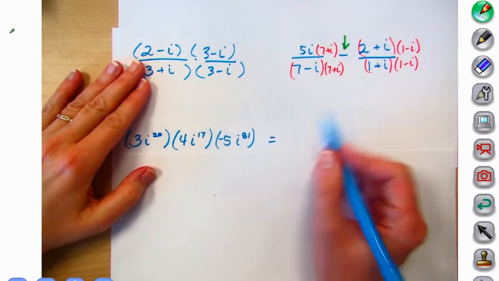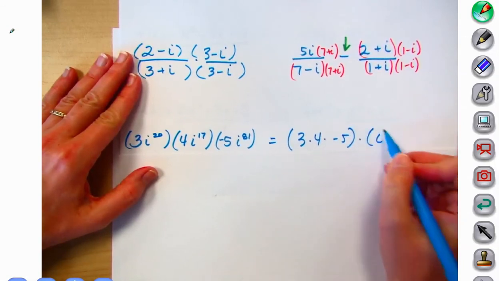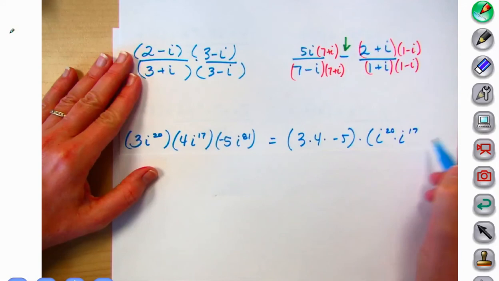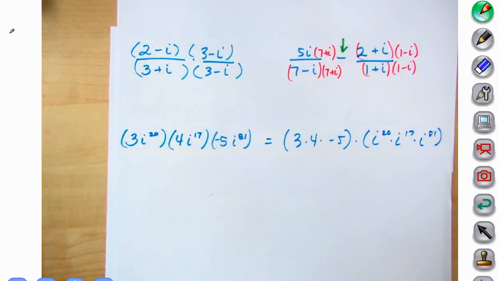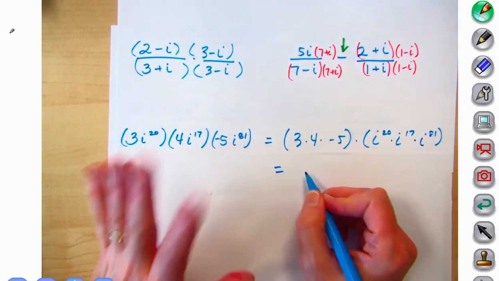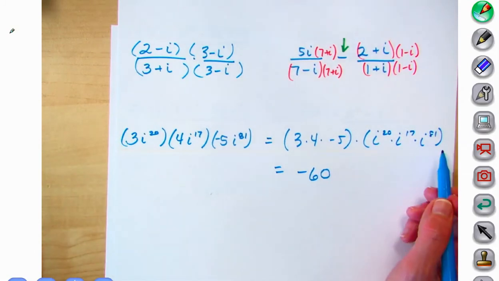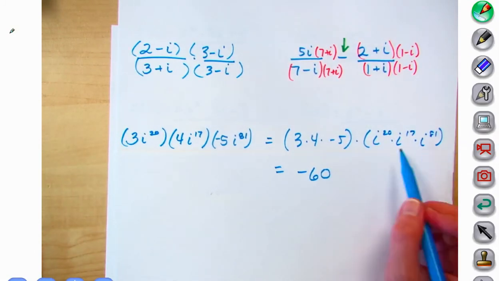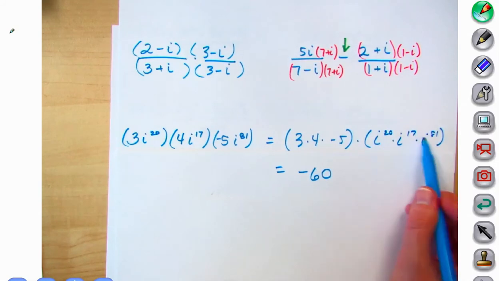Everybody watching? This becomes 3 times 4 times negative 5 times i to the 20th times i to the 17th times i to the 81st. Think about it. Can't you do that? Yeah, you can do that. That's using the commutative property and the associative property to change the order and change the groupings. So now we've got negative 60. And then this, you could simplify each one of these separately, or you can just add all the exponents together. That would be 37 plus 81. What is that? 118? Is that right? 37, yeah, 118.